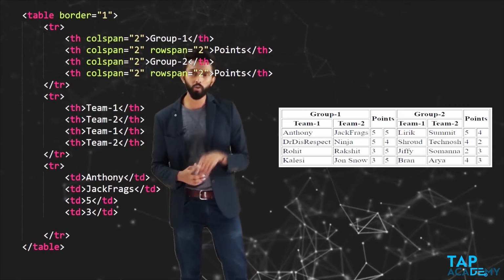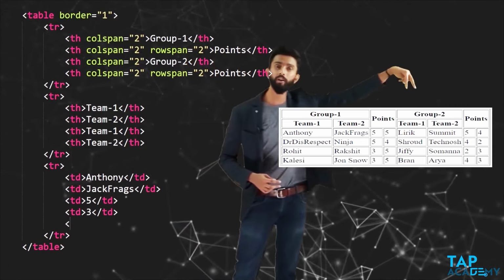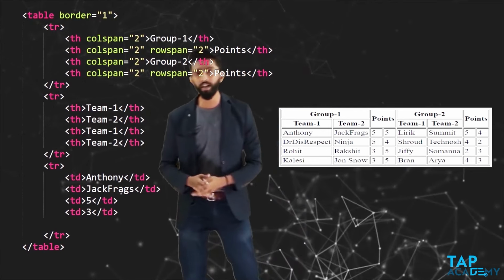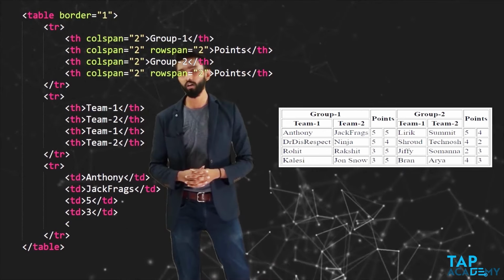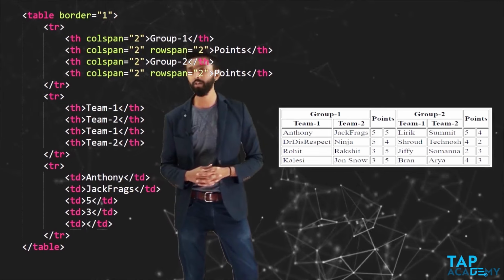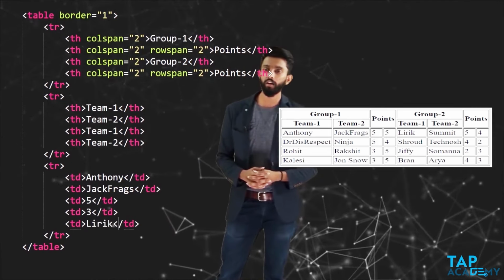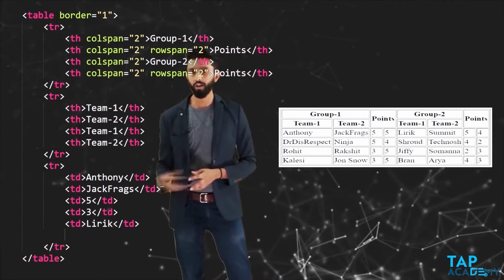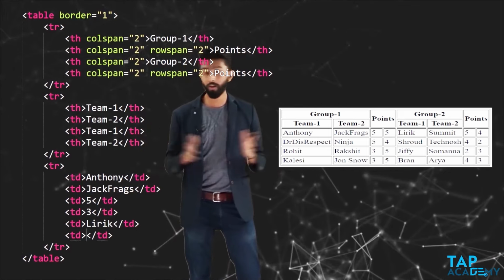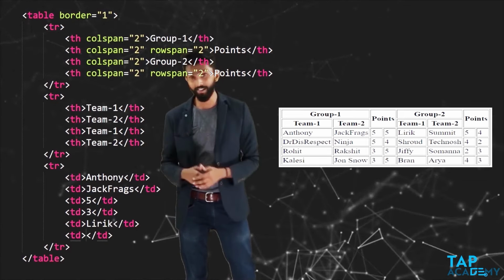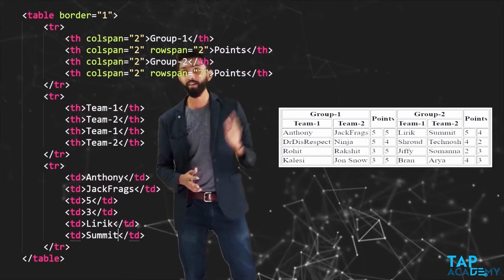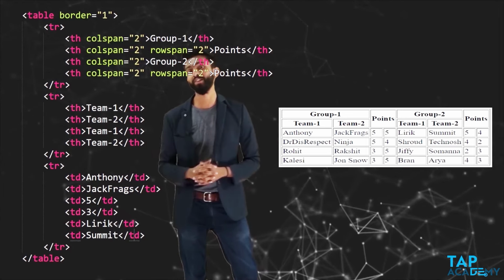Next, what I'm going to do is the next group, group 2, team 1, team 2. So it is basically Lyric and your other name, which I'll put as Summit. Lyric, followed by Summit, I will write. Any confusion till this point of time?